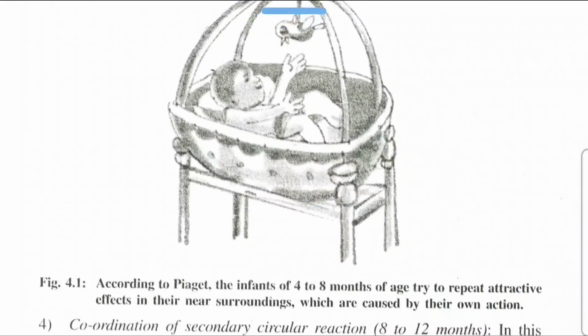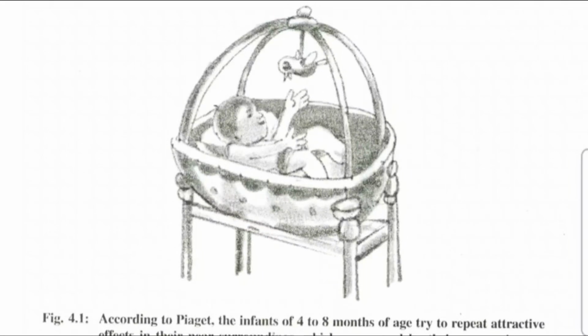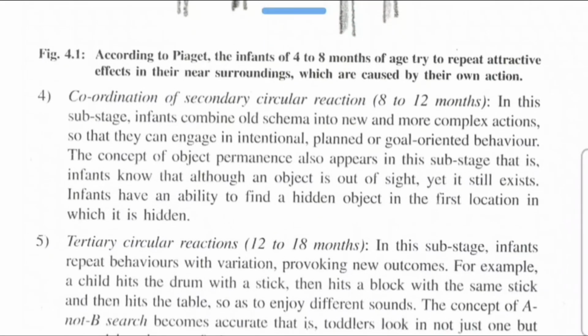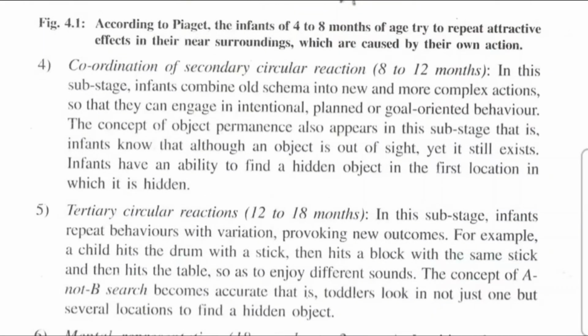4. Coordination of secondary circular reactions, 8 to 12 months. In this substage, infants combine old schemas into new and more complex actions so that they can engage in intentional, planned, or goal-oriented behavior. The concept of object permanence also appears in this substage. Infants begin to understand that although an object is out of sight, it still exists. Infants are able to find a hidden object in the first location where it is hidden.